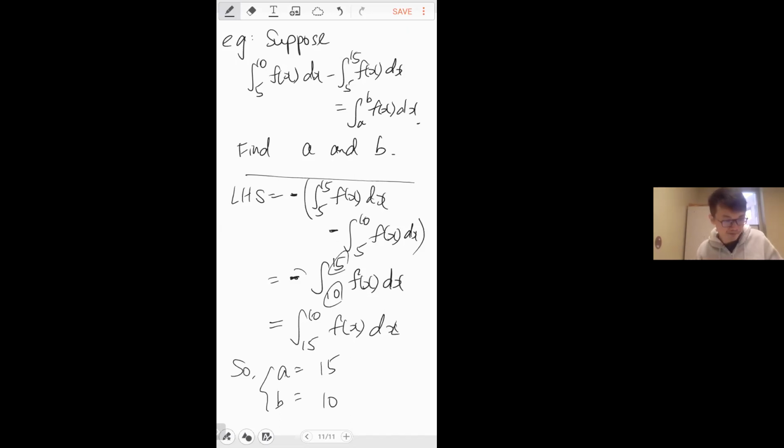Questions? Why is that? So I'm comparing this with this. They look almost the same, right? And the question says that they should be equal. And then I'm asking what is A and what is B. But then you have the upper limit is 10, the lower limit is 15. Okay. Any other questions?